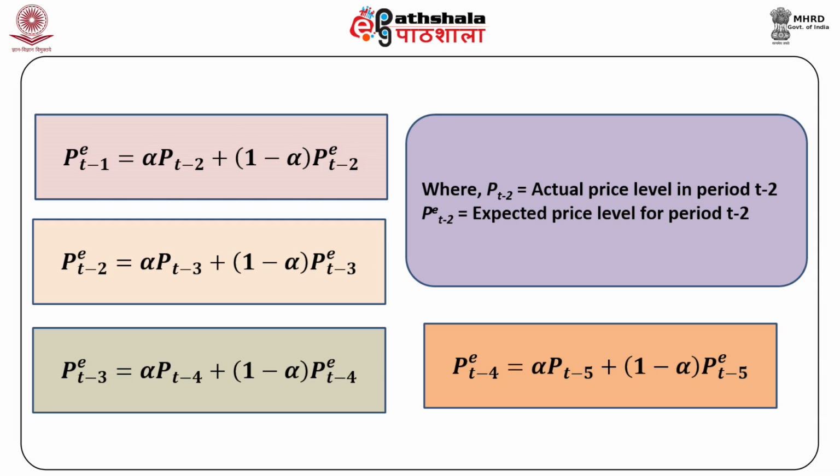Similarly, we can formulate the mathematical equations for the predicted price levels for all the previous periods given as follows. P_{t-2}^e = alpha P_{t-3} + (1 - alpha) P_{t-3}^e, given as equation 4. P_{t-3}^e = alpha P_{t-4} + (1 - alpha) P_{t-4}^e, equation 5. P_{t-4}^e = alpha P_{t-5} + (1 - alpha) P_{t-5}^e, given as equation 6, and so on. Using these equations, we can substitute the values for the last period predicted price level in the equation for the current period predicted price level.